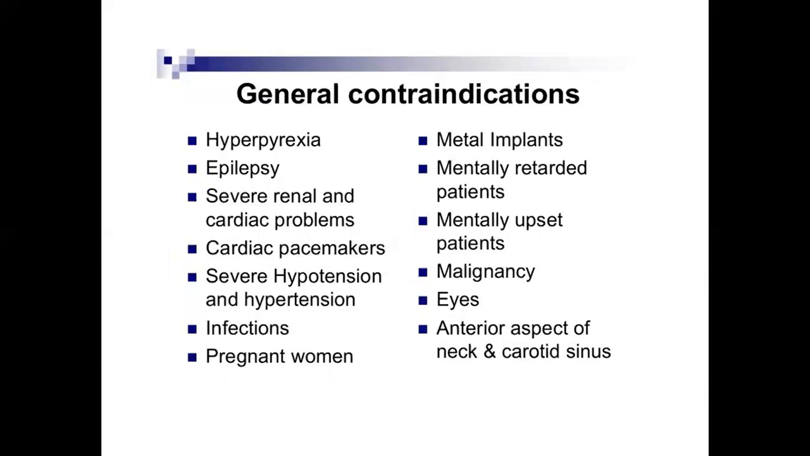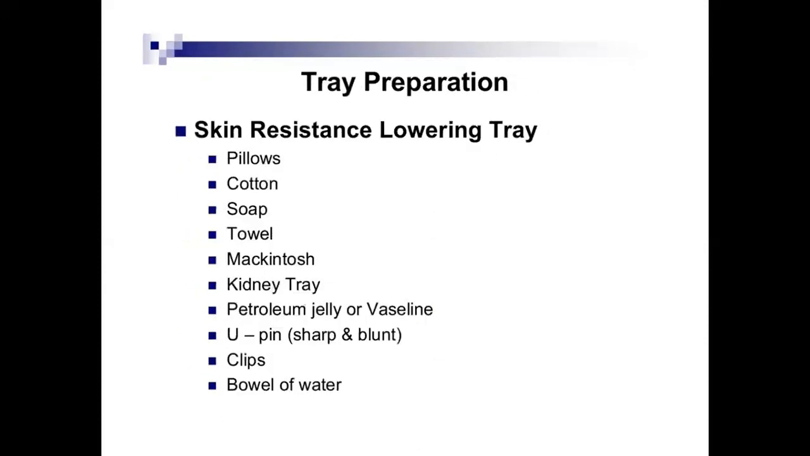Now we'll see the general contraindications of the MS: hyperpyrexia, epilepsy, severe renal and cardiac problems, cardiac pacemakers, severe hypertension, infections, pregnant women, the patient with metal implant, mentally retarded patient, mentally upset patient, malignancy, eyes, anterior aspect of the neck and carotid sinus. The tray preparation is skin resistance lowering tray.